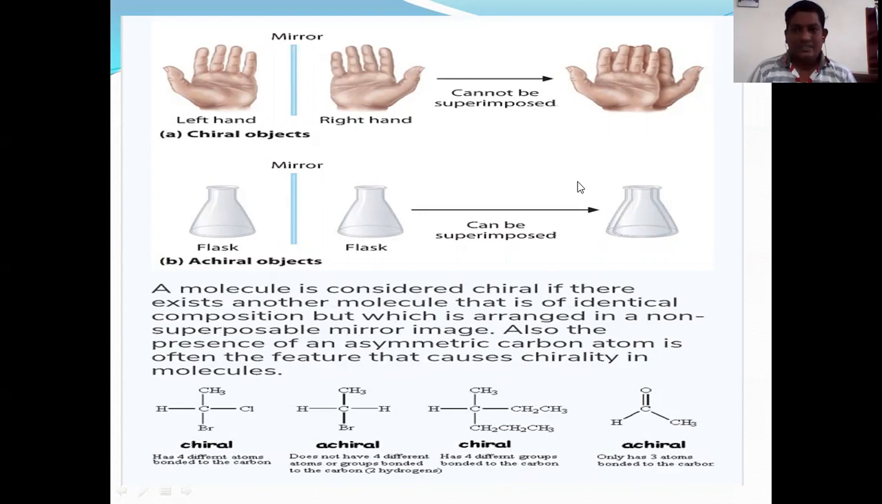The Greek word chir indicates a hand-like molecule. Let's check our left and right hand. The left hand contains 5 fingers and the right hand contains 5 fingers. Now these 5 fingers are different, right? Like this. And the left and the right hand are mirror images, right? The left hand's mirror image is the right hand, and the right hand's mirror image is the left hand.